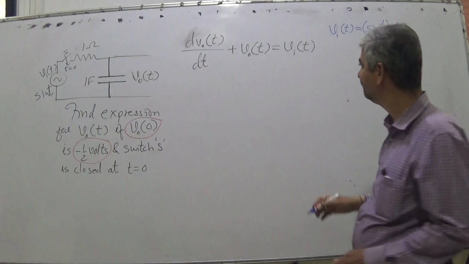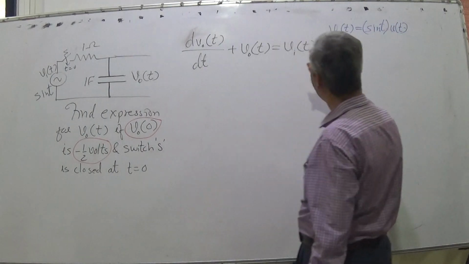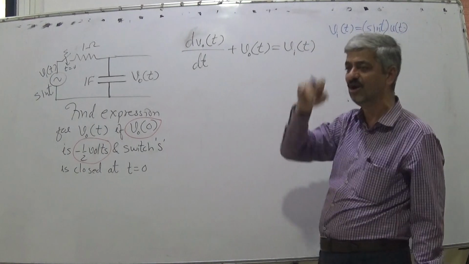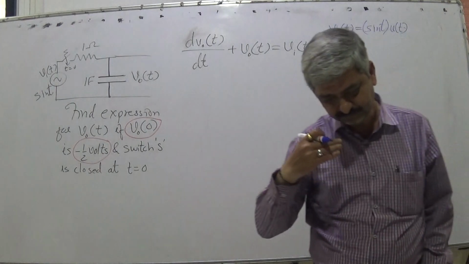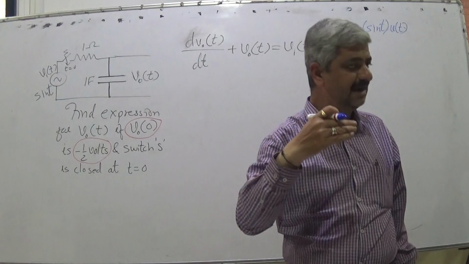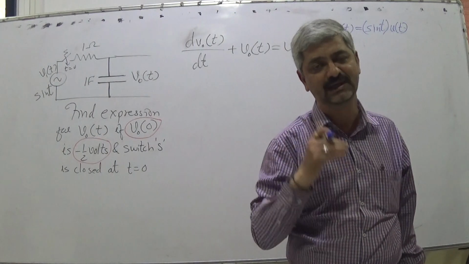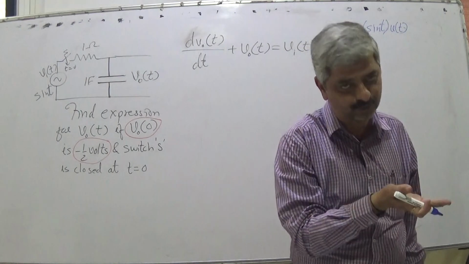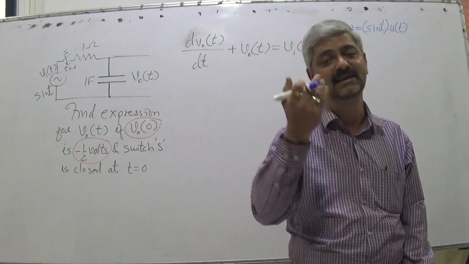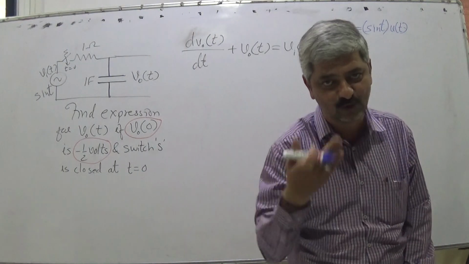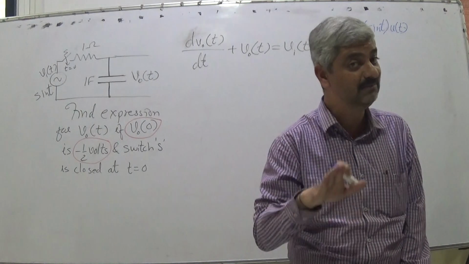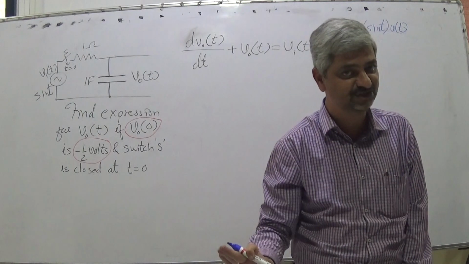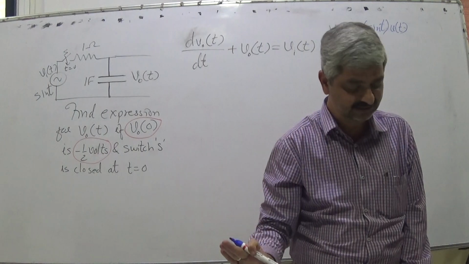Means what? This Vin(t) is not sin t, this Vin(t) is 0 before t equal to 0. So the differential equation is dVO(t) by dt plus VO(t) is equal to sin t from 0 onwards, and dVO(t) by dt plus VO(t) is equal to 0 before t equal to 0. Remember, the differential equation doesn't change.